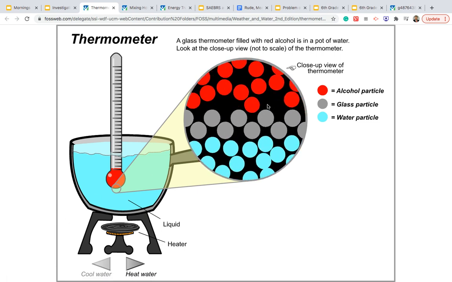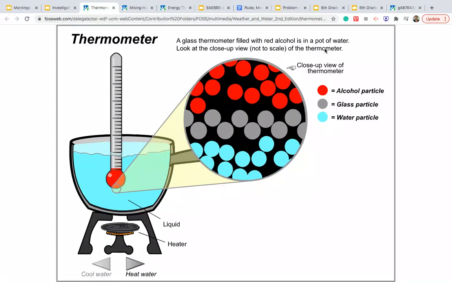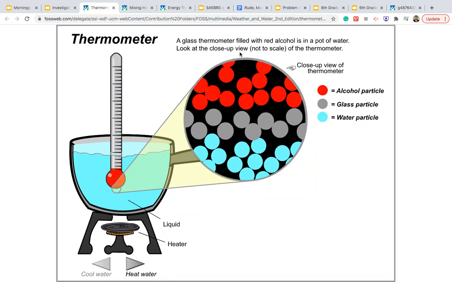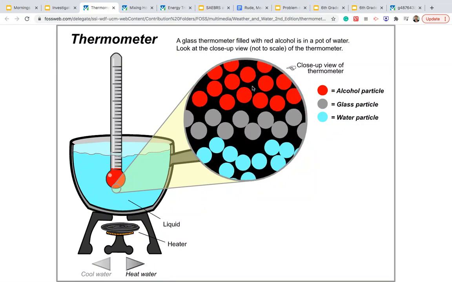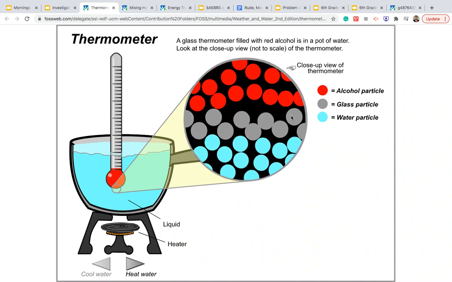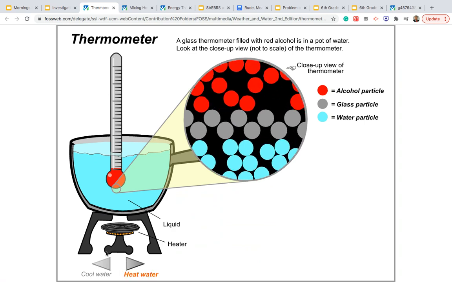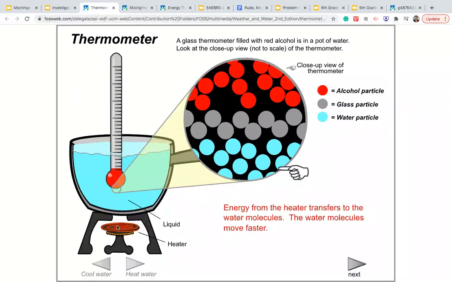So, looking at the thermometer filled with red alcohol in a pot of water, look at the close up, and it's not to scale view of it though. We have our alcohol particles in red, our glass particles that are in gray, and our water particles that are in blue. So, first thing we're going to do, we're going to heat up our water. So, we turn on the burner.